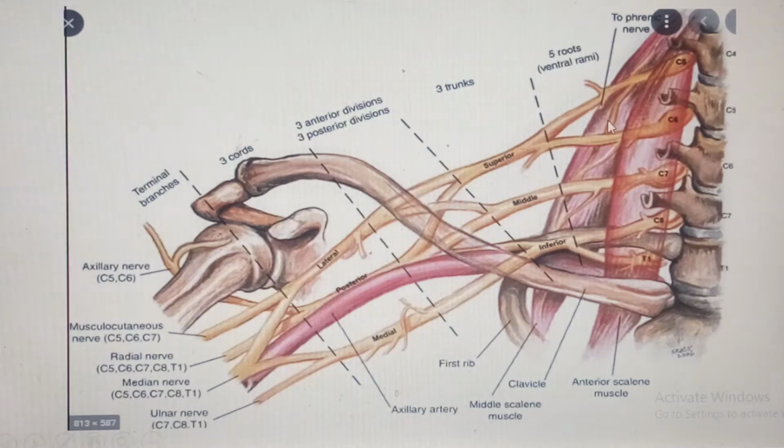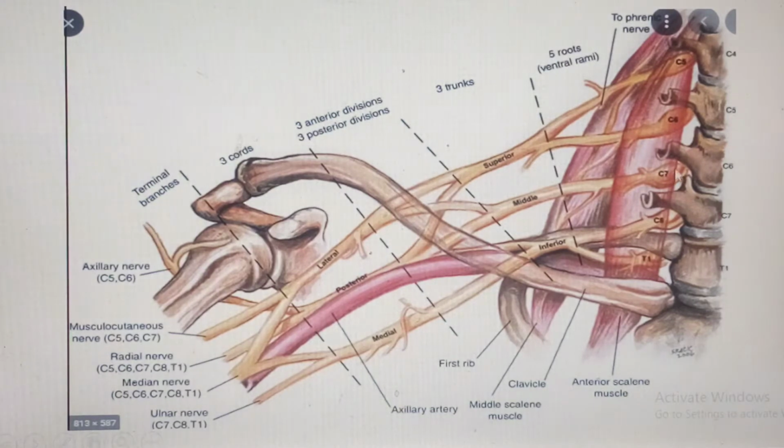Now, the principle is that when I have C5 root, it combines with the C6 root so that I form what we call the superior trunk or the upper trunk. So if I have C5 root, it combines with C6 root to form what we call the upper trunk. Now, the trunks are also in the posterior triangle of the neck. So remember that the roots, together with the trunks, will dwell in the posterior triangle of the neck.